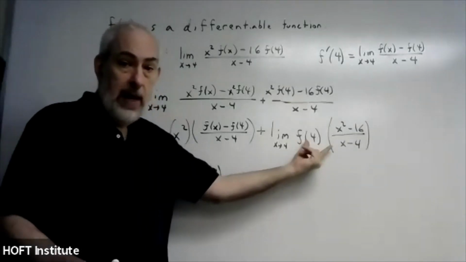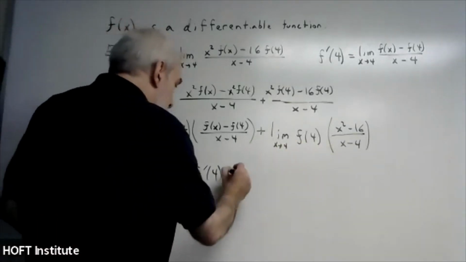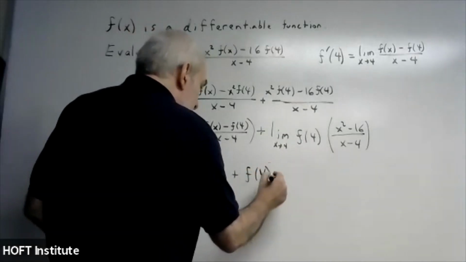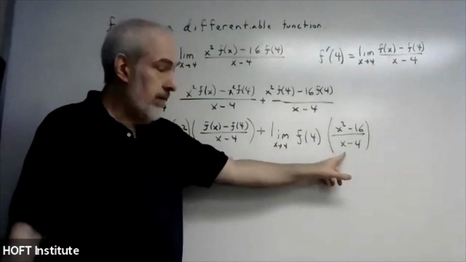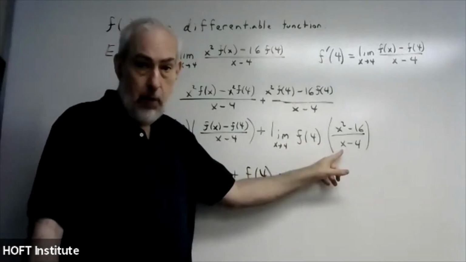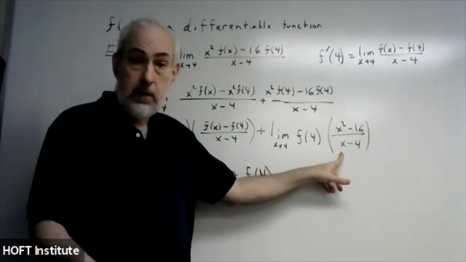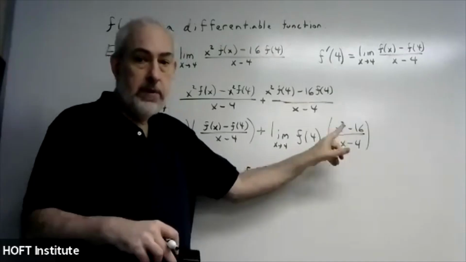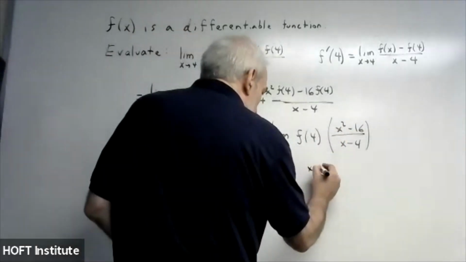Okay, and then over here, f of 4, I don't know what it is, but it's a constant. So constants can be factored out of the limit. So the f of 4 just pops right out, and then times the limit of this. Now, if you try to plug in 4, you get 0 over 0, which is indeterminate, so we need to simplify. At the top, we can factor into x minus 4 times x plus 4.